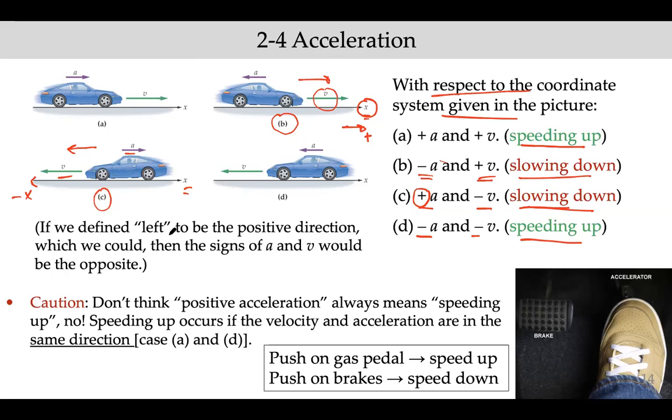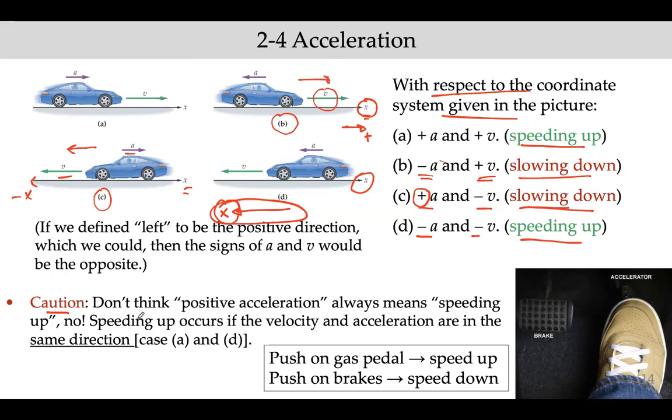If we defined left to be the positive direction, so it could be a coordinate system like this, which we could, you can define it that way, that's fine, then the signs of a and v, acceleration and velocity, would be opposite. Here, we would get opposite signs. For all positives, we would get negatives. For all negatives, we would get positives if we define the coordinate system like this. So again, whether the velocity or acceleration or any quantity is positive or negative depends on the coordinate system. That's very important.